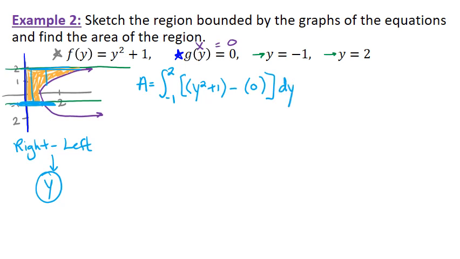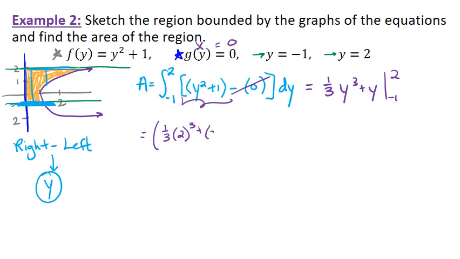So when I set this up, it's actually a pretty simple integral to deal with here. Because this 0 goes away, I'm simply integrating y squared plus 1. So when I integrate this, I get 1/3 y cubed plus y, and we are going to evaluate that from -1 to 2. So applying the fundamental theorem of calculus, I'm going to plug in the upper limit first, which is 2. And then I'm going to plug in the lower limit, which is -1.